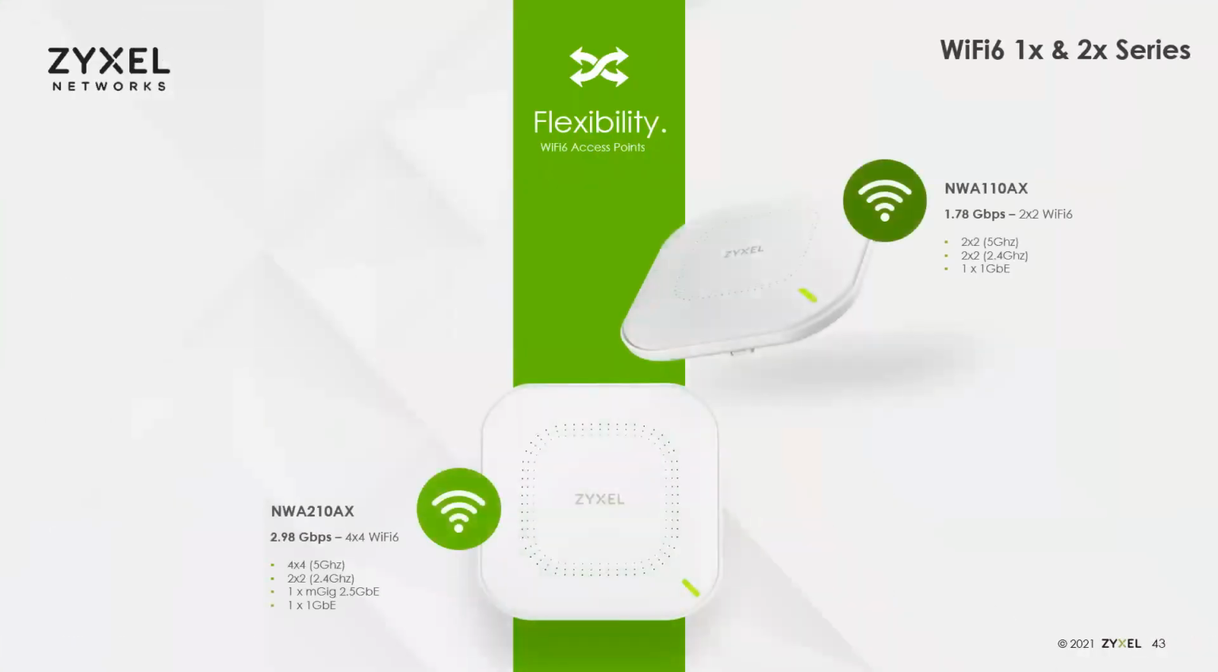Going up here on the Wi-Fi 6 side of things, we have the NWA 110AX, which we just talked about a couple slides back, and then the NWA 210AX. So the 210AX is a 4x4, so 4 spatial streams on the 5 gigahertz radio versus 2 spatial streams, so double the 5 gigahertz speed. It also has a 2.5 gig Ethernet uplink port because you've got so much speed going through the Wi-Fi. It'll easily exceed 1 gigabit throughput. So we give you that 2.5 gig connection back so your physical connection isn't what's limiting your Wi-Fi speeds.